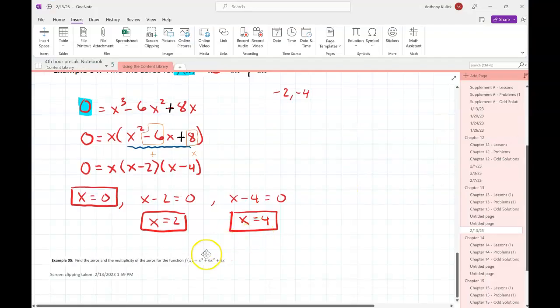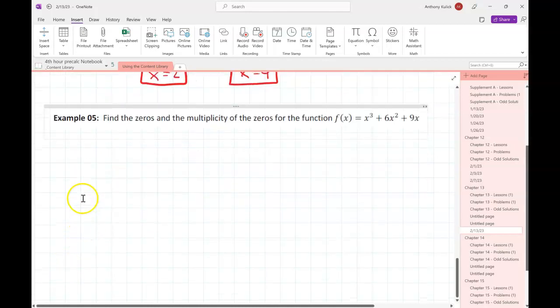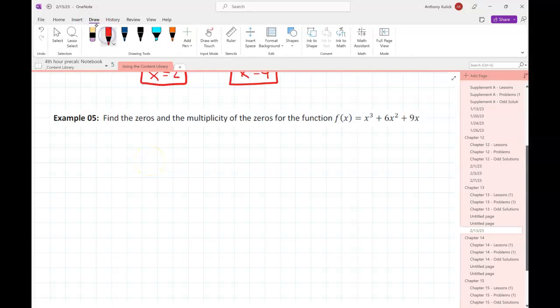Okay, let's do another example. Find the zeros and the multiplicity of the zeros for the function f of x equals x cubed plus 6x squared plus 9x. Do you remember what multiplicity means? Okay, then we'll just worry about that at the end. Let's find the zeros first then. Sound good?